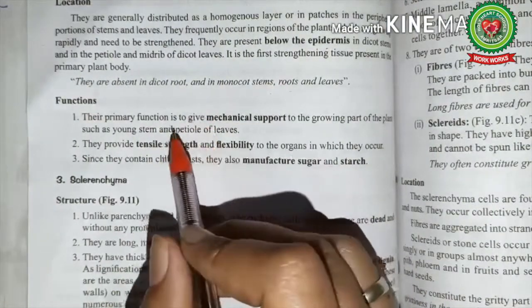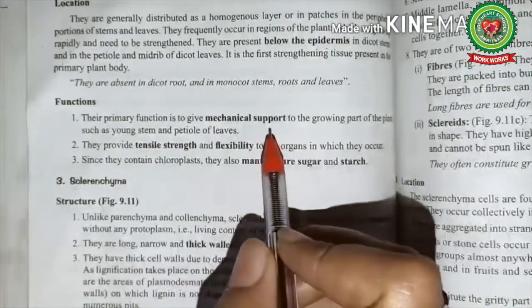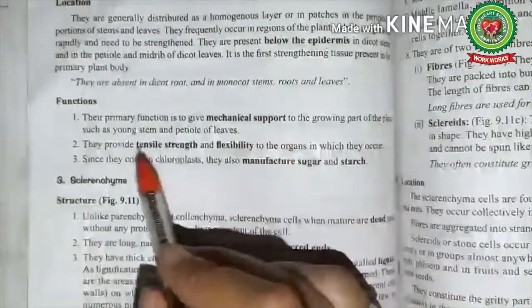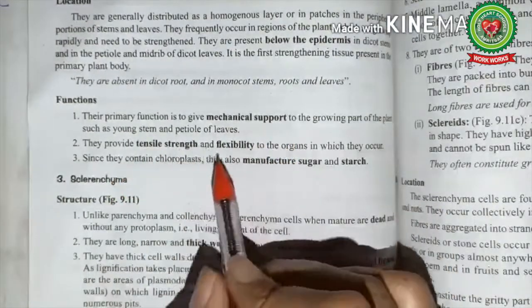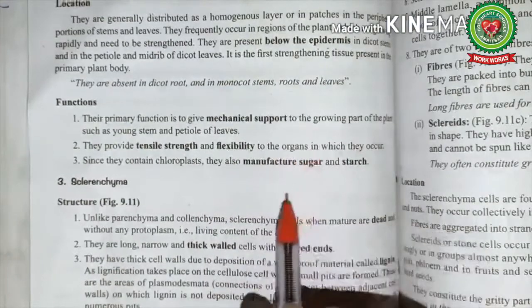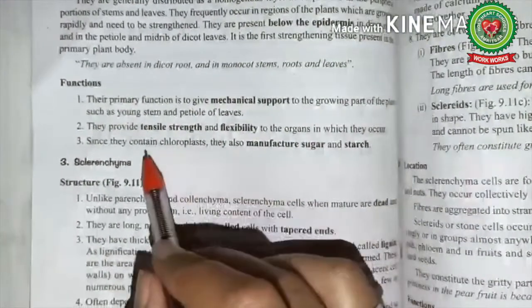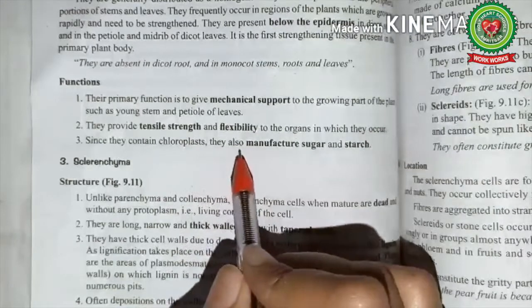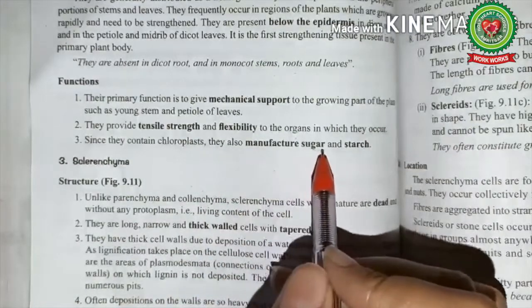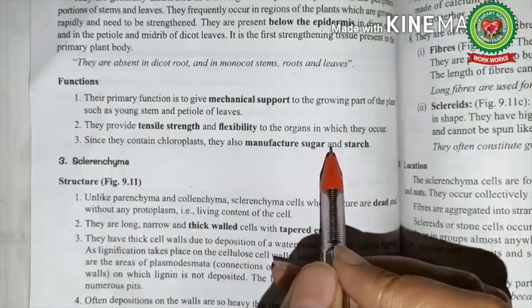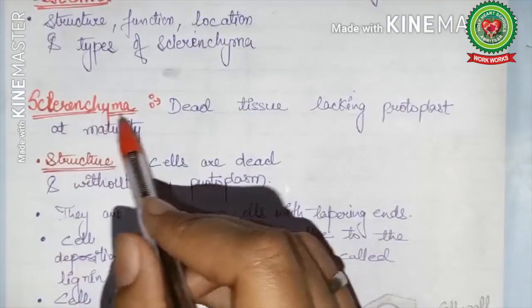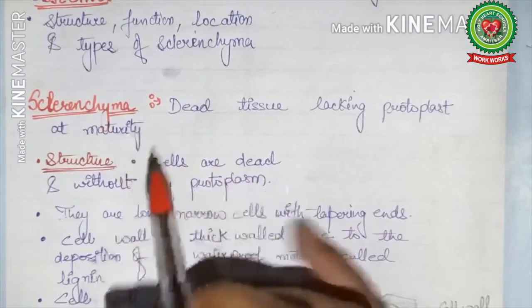The primary function is to provide mechanical support as they are thickened at the corners. They provide tensile strength and flexibility to the organs in which they occur. Since they contain chloroplast, they also manufacture sugar and starch and undergo the function of synthesis. Now we will discuss sclerenchyma, their structure, location and function.